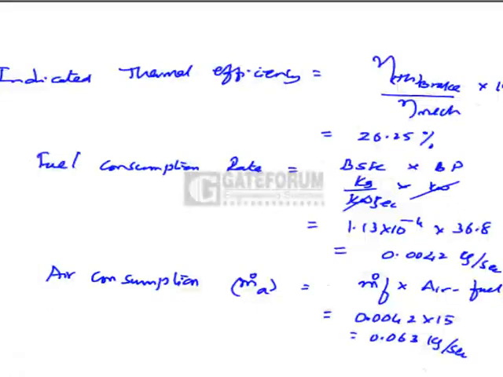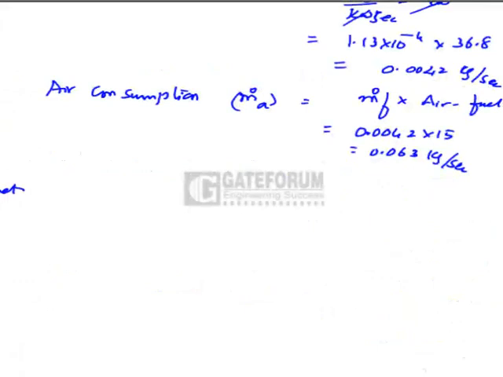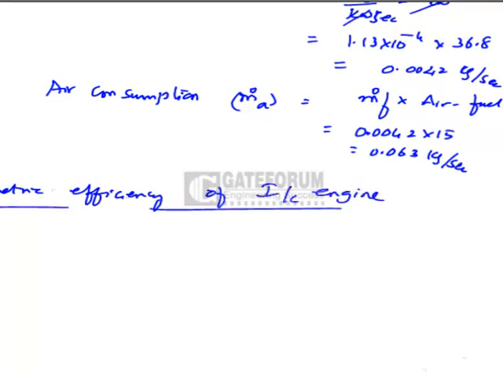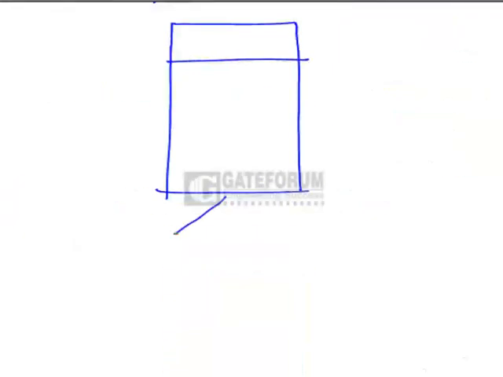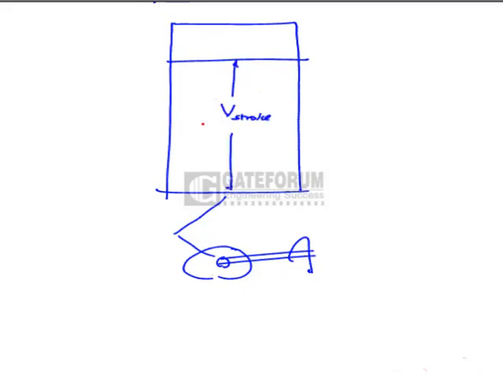Now I shall define the volumetric efficiency of an IC engine. Let me draw the figure of the internal combustion engine. This is the stroke volume. There are two extreme positions of the piston. This is the clearance volume.